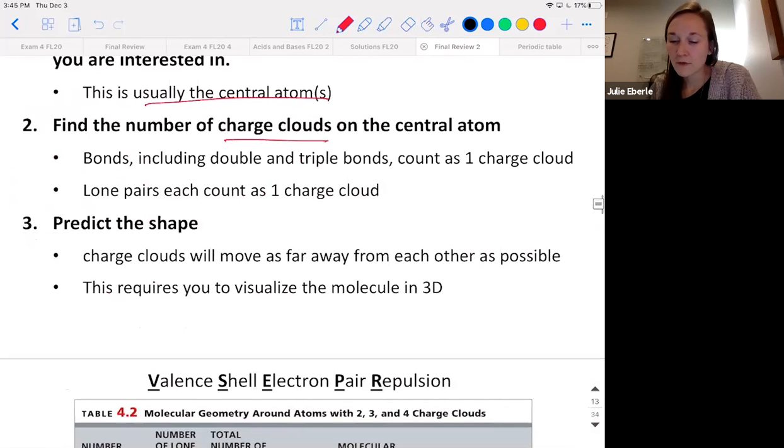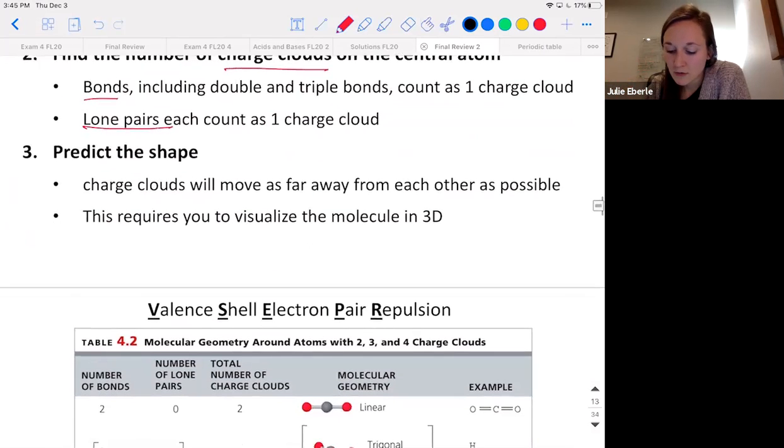Then find the number of, remember this term, charge clouds on the central atom. What is a charge cloud? It can be a bond, and the confusing part here is that in charge cloud world, a single bond, a double bond, and a triple bond are all just 1 charge cloud. So even though a triple bond has 3 bonds in it, it's still 1 charge cloud, just like a single bond is 1 charge cloud. So you'll count the charge clouds. Lone pairs also count as 1 charge cloud.